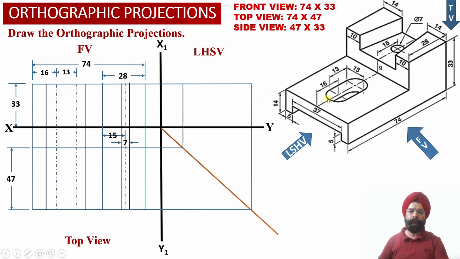So now we need to obtain the extreme points corresponding to this elongated semicircular slot over here. So this extreme point needs to be located and this extreme point needs to be located. From this point, which is at a distance of 16 millimeter from the left hand side face, we need to move 6.5 millimeter towards the left hand side face. Similarly, from this point, we need to move 6.5 millimeter towards the right hand side face over here.